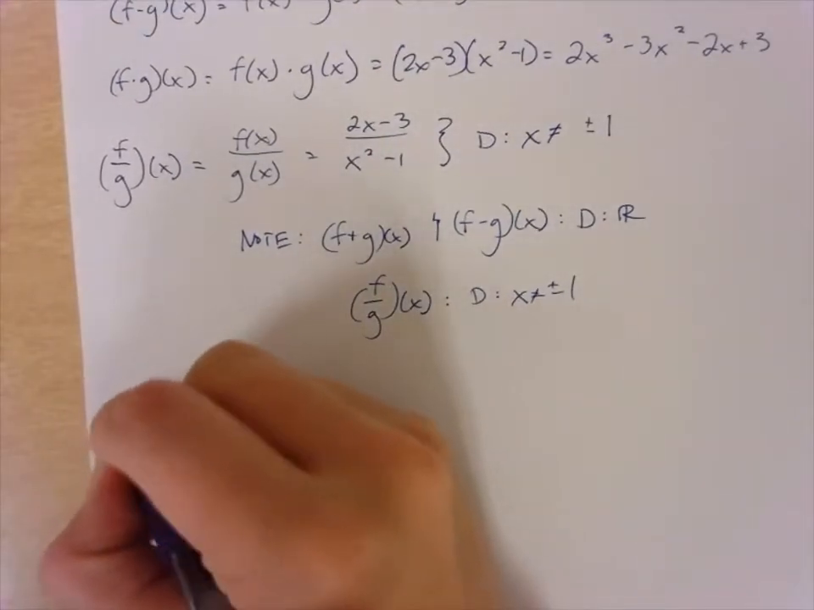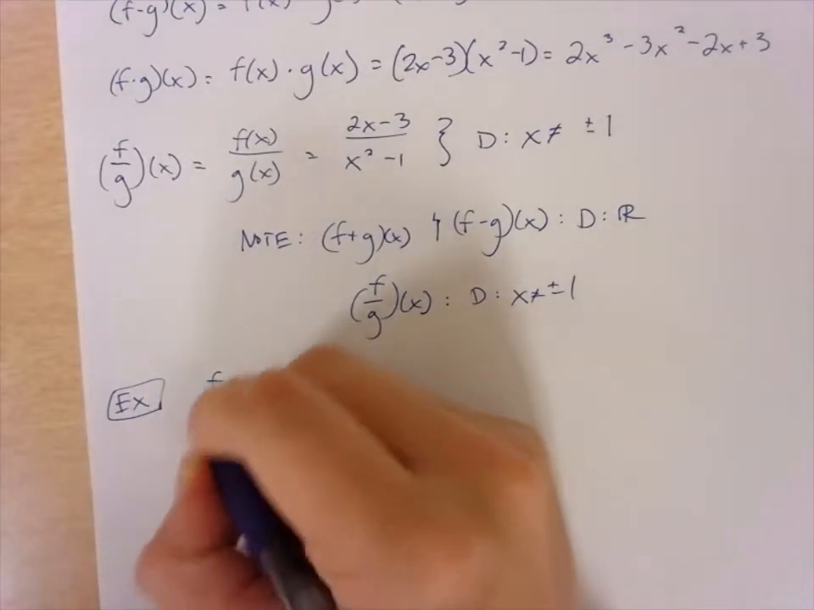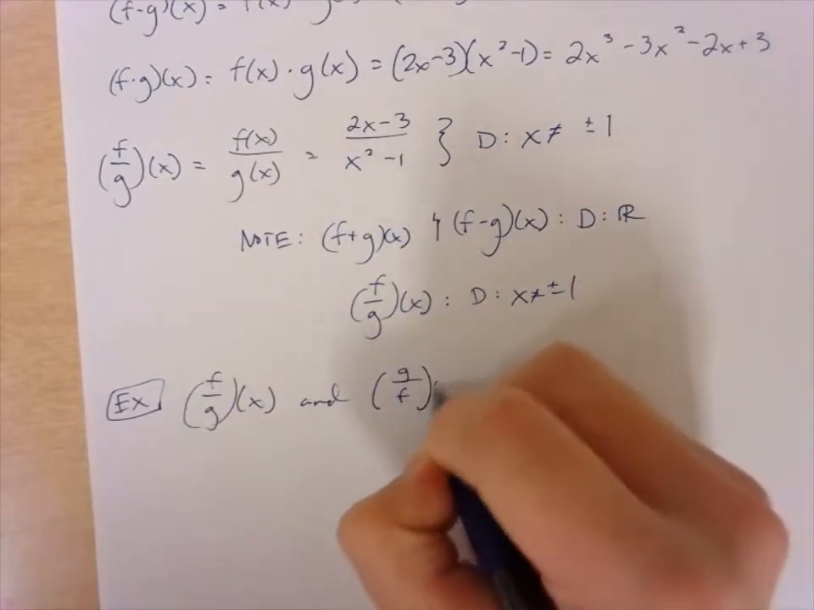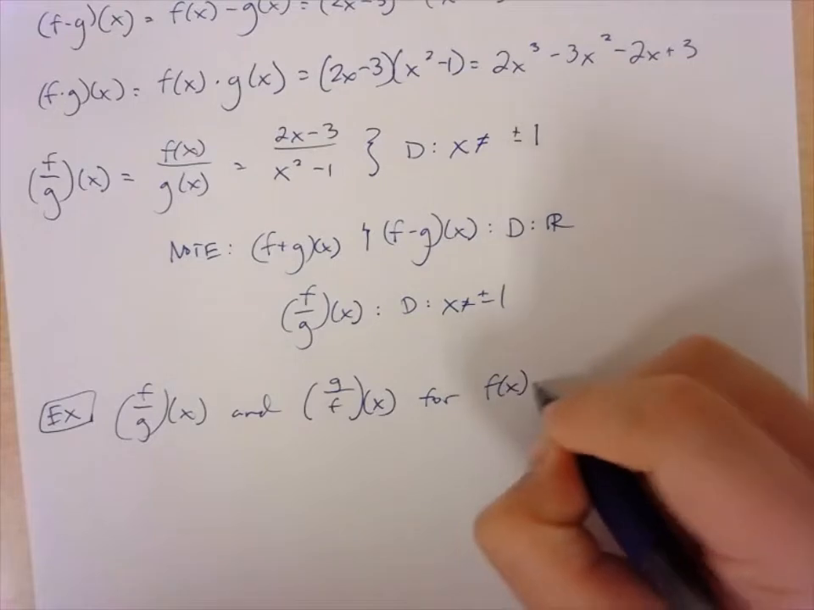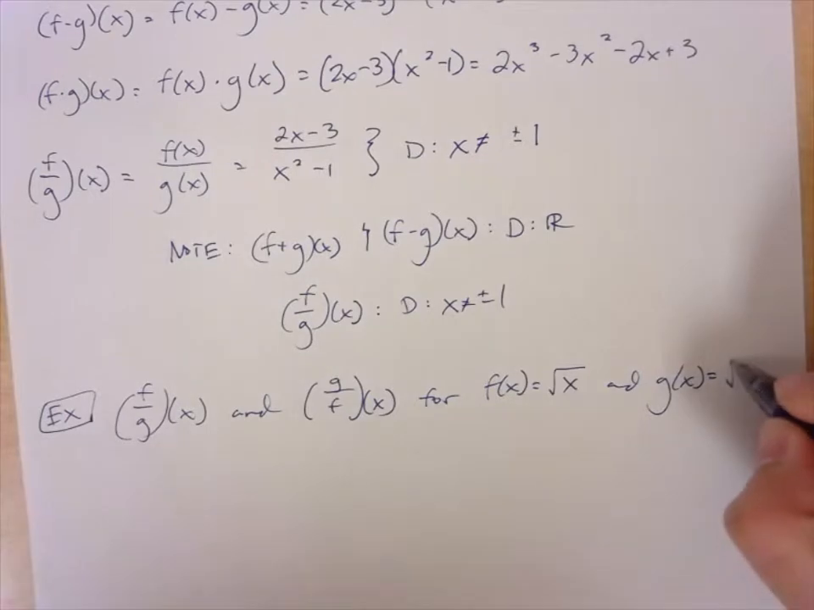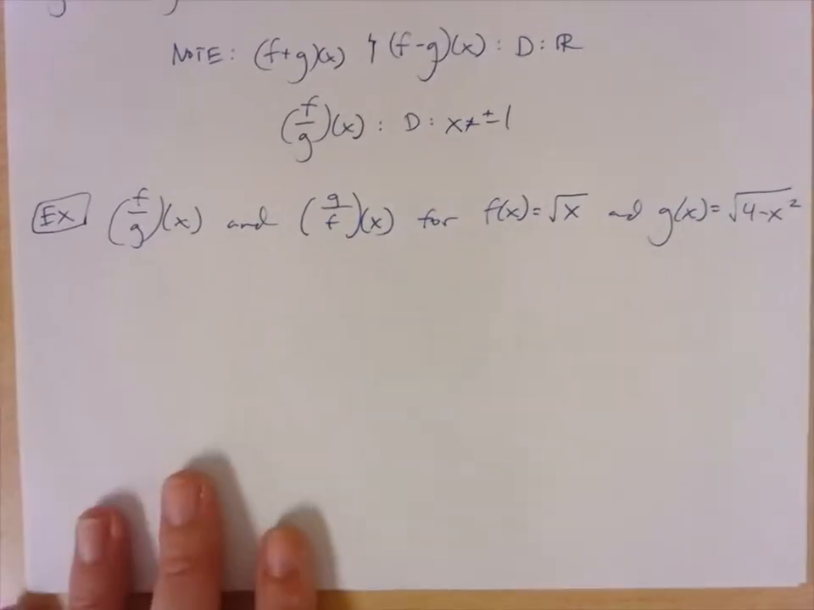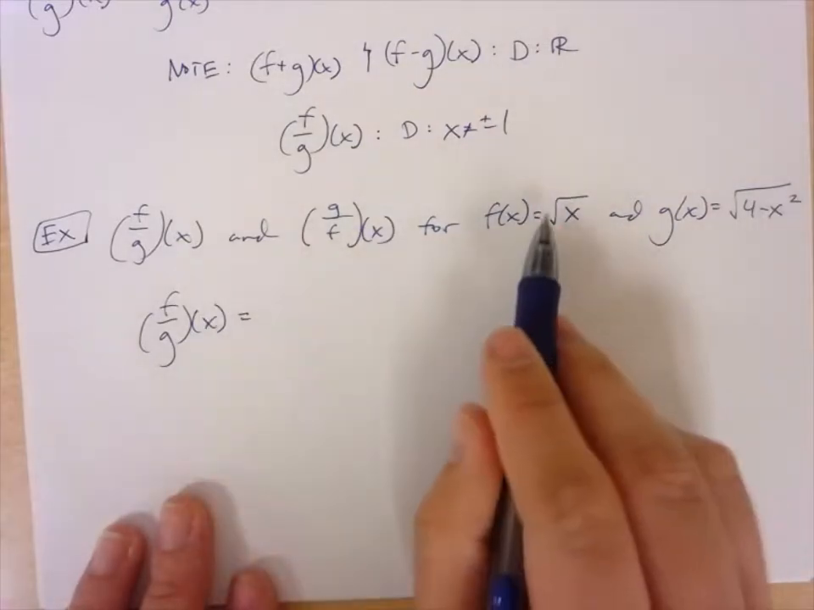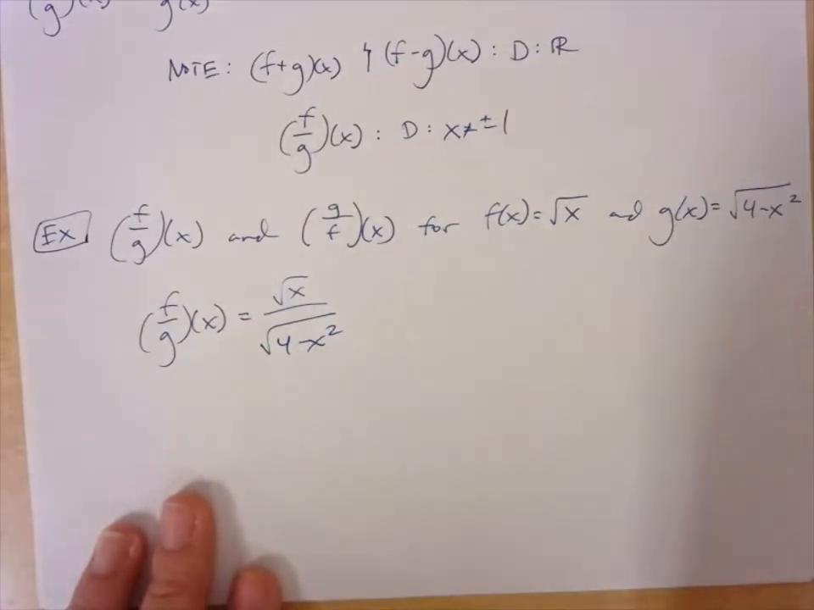Alright, let's do another example. So say we're asked to find f over g of x and g over f of x for the functions f of x equals square root of x and g of x equals radical 4 minus x squared. F over g of x is just equal to f of x, which is square root of x, all over radical 4 minus x squared.